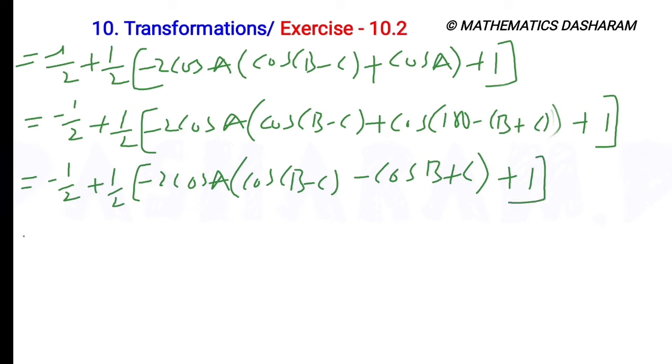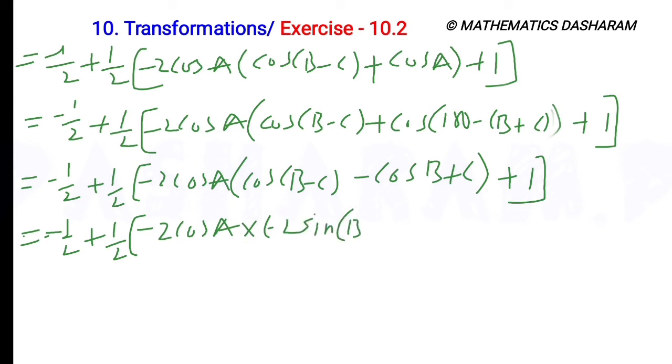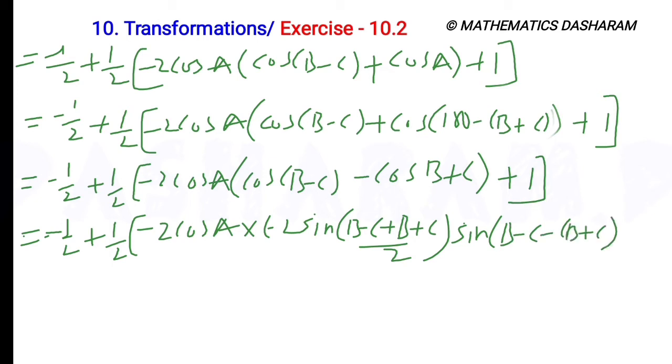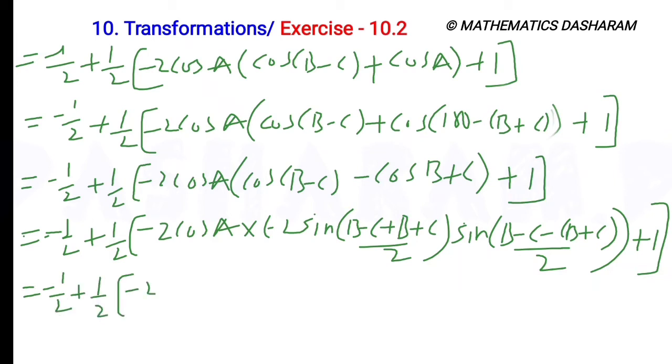So now minus 1 by 2 plus 1 by 2 bracket of minus 2 cos A, here cos C minus cos D formula, so that is minus 2 sin ((B minus C) plus (B plus C)) by 2 into sin ((B minus C) minus (B plus C)) by 2, bracket close, plus 1.